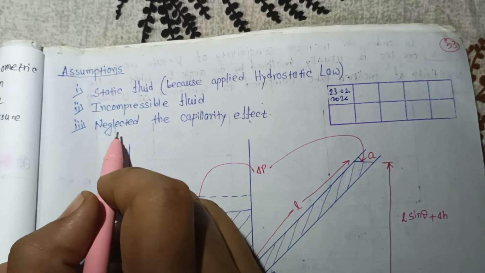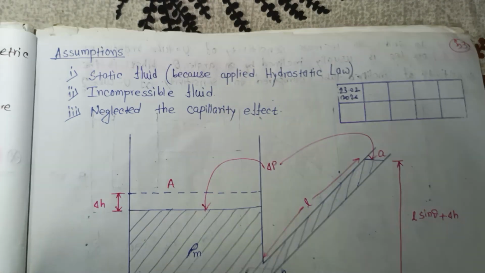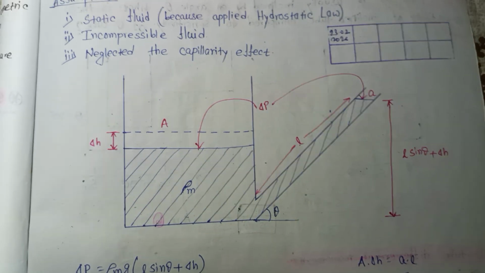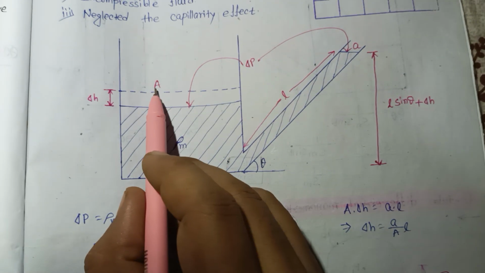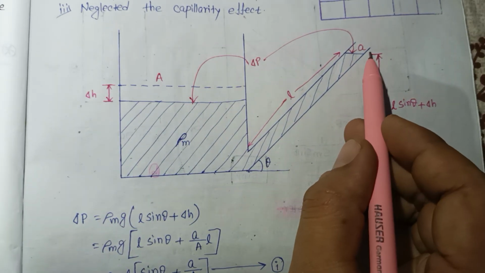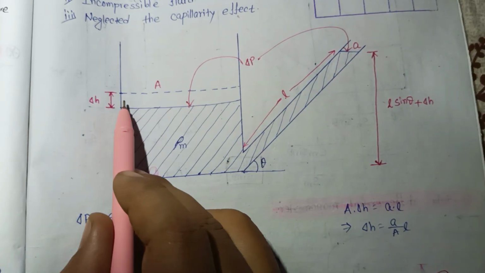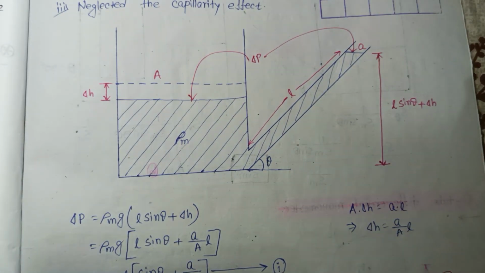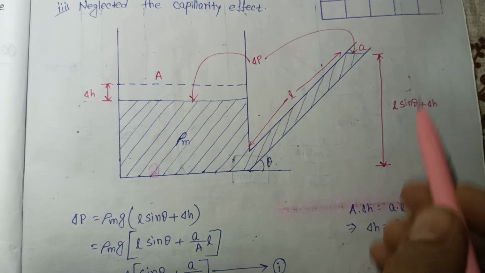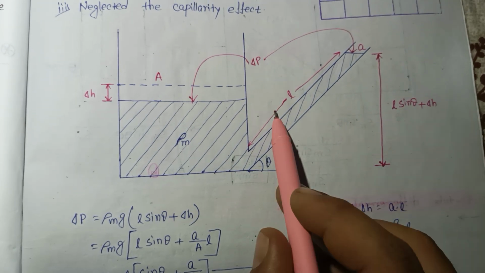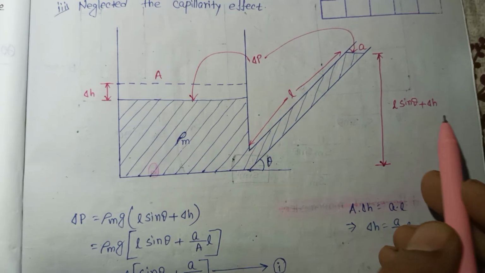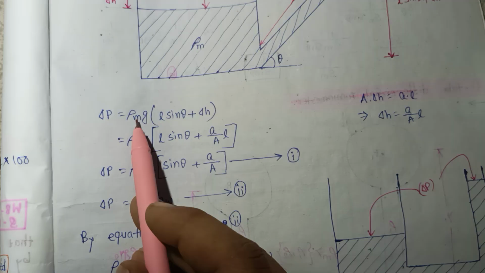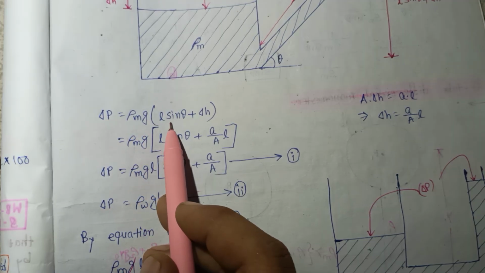Okay, and third, neglect the capillary effect. So this is also very, very important. This is the area A, and this is the small area a, and this is the column deflection, that is delta H, and here also a deflection happens. If you want to calculate the height, that is L sin theta plus delta H. So this is the L sin theta, and delta H is the entry distance. Okay, so delta P is equal to rho m into G into L sin theta plus delta H.